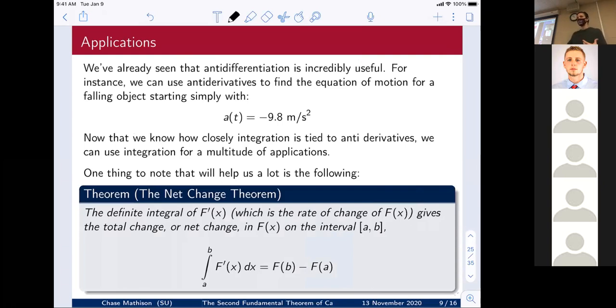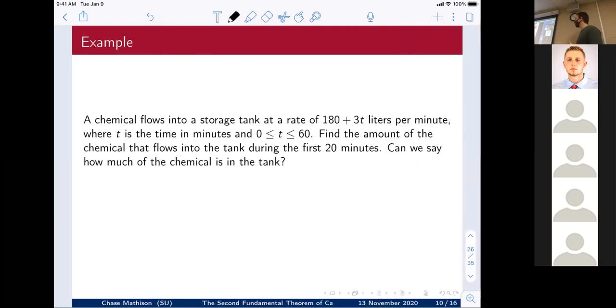Okay, and that's pretty clear. This is just a restating of the fundamental theorem of calculus, right? The change in F from a to b is just F of b minus F of a, but that is the integral from a to b of f prime of x. Okay. So we can use that then on an example like this.